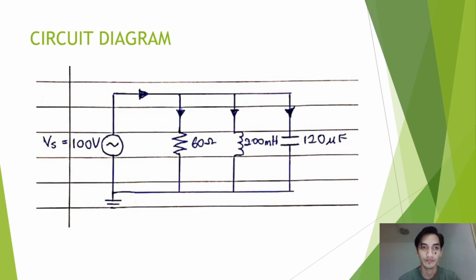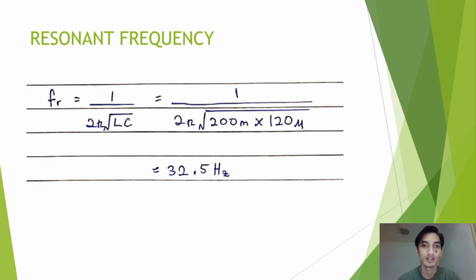Next, as you can see here is how to calculate the resonance frequency. For the resonance frequency, we use the formula 1 over 2 pi square root LC, inductor and capacitor. As you know, the inductor is 200 millihenry and the capacitor is 120 microfarad. So when we calculate, we get 32.5 Hz for the resonance frequency.